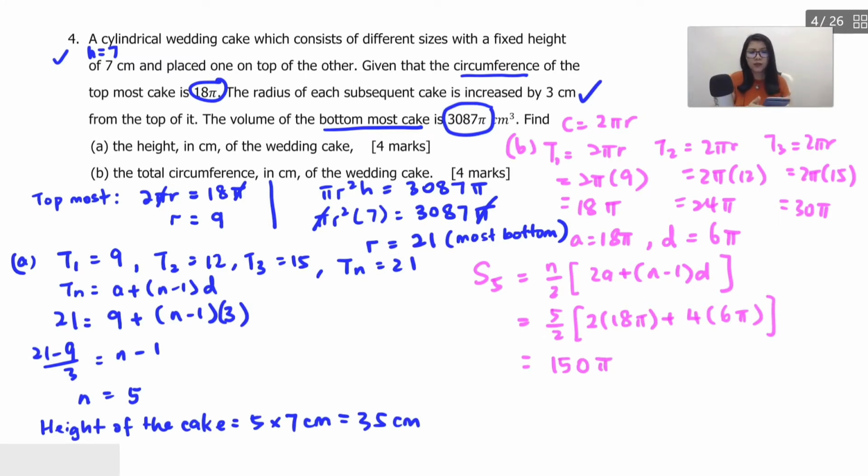If they want us to get the answer in decimal without a pi, you just times 22 over 7. So we get a decimal number, which is 471.4 in cm. So that will be the answer.